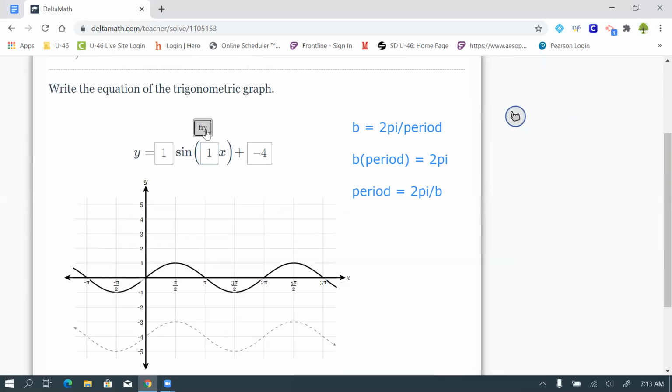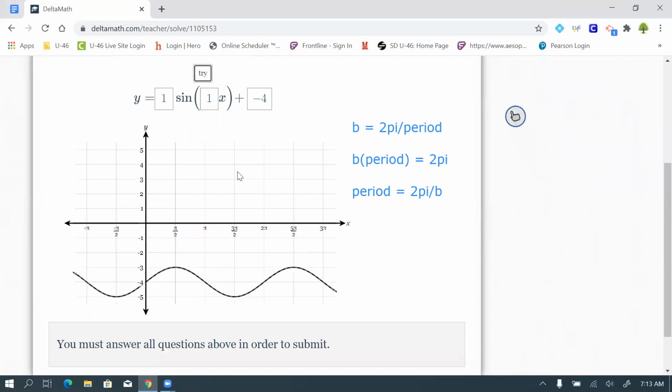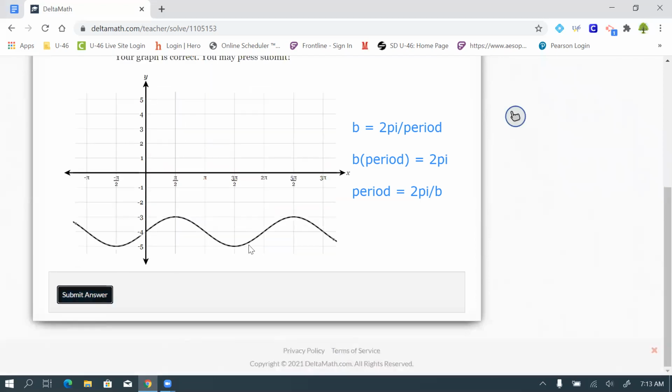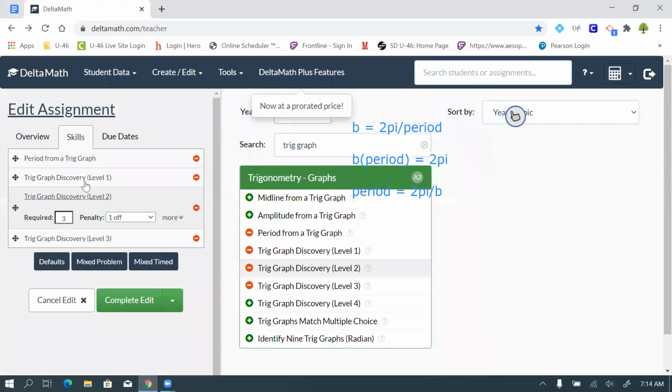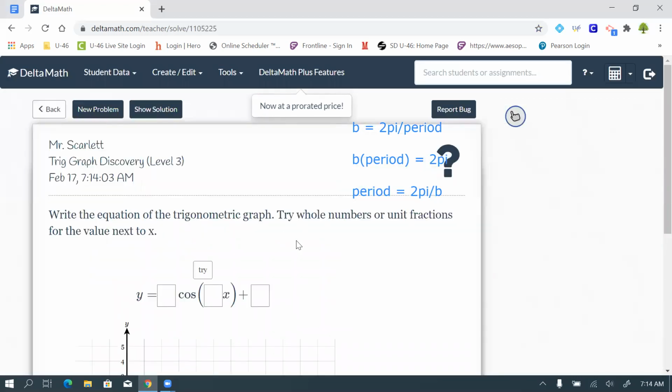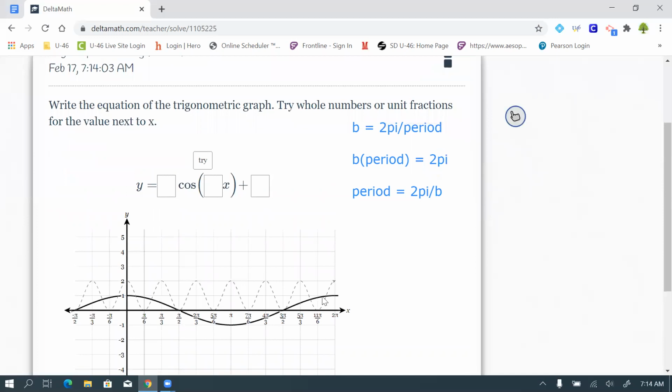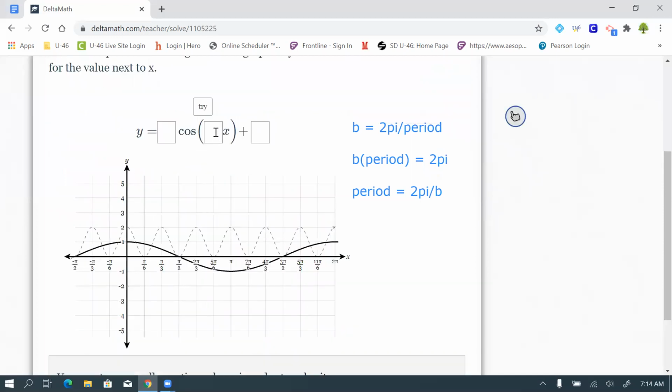Oh, then I have to press try. And then you get some positive reinforcement there. And if it matches perfectly, you're definitely right. Let's get level 3 that has some different periods. Okay, for this one, let's figure out the b value first.